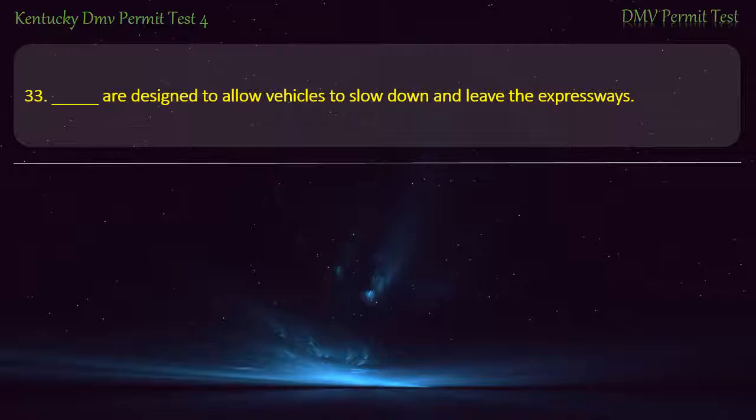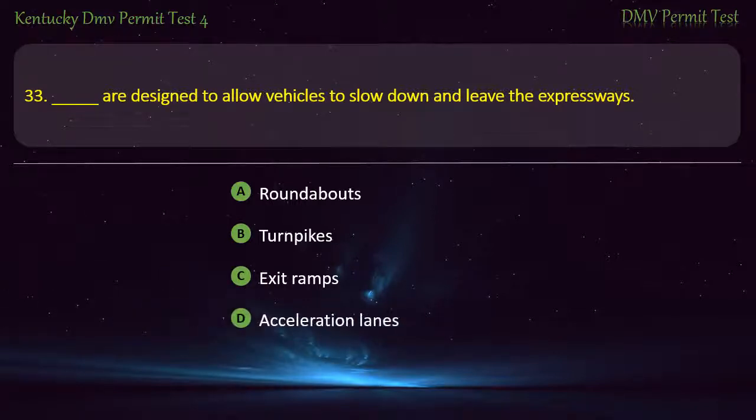Question 33. Are designed to allow vehicles to slow down and leave the expressways. Roundabouts. Turnpikes. Exit ramps. Acceleration lanes. Answer. Exit ramps.